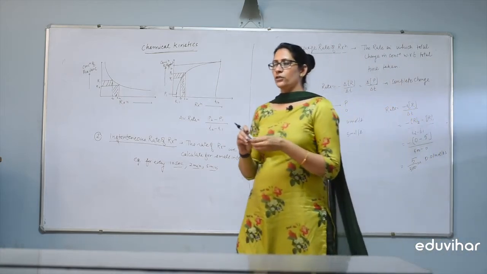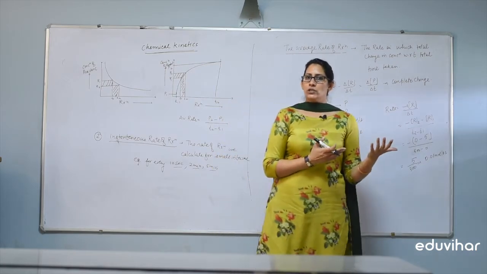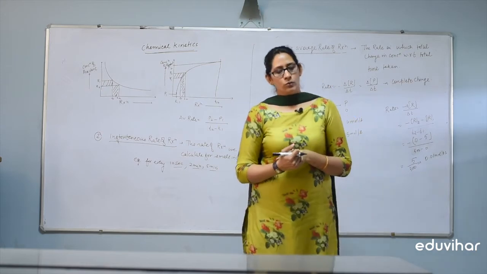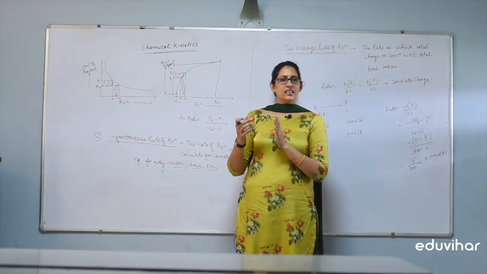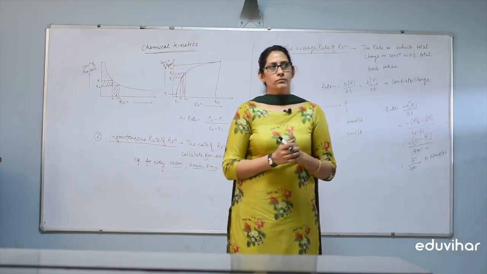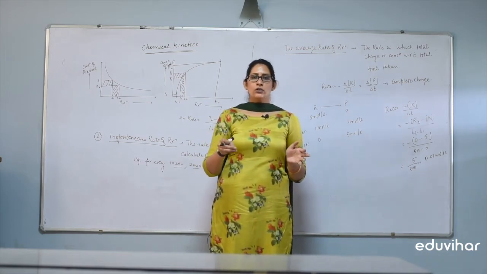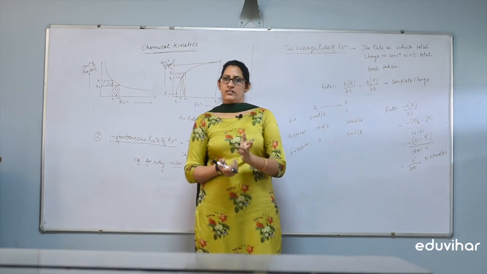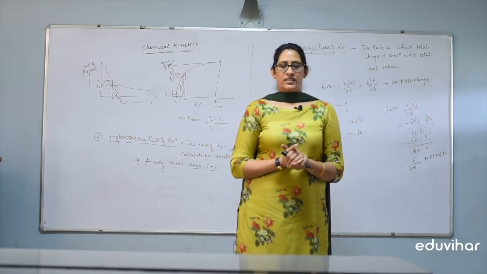What is the rate of reaction? Rate of reaction is defined as the change in concentration of reactant with respect to time, or you can say change in concentration of product with respect to time. To calculate the change, we take the negative sign for the reactant and the positive sign for the product. The negative sign indicates that the concentration of reactant is going to decrease. For product, there is a positive sign which indicates that the concentration of product always increases.